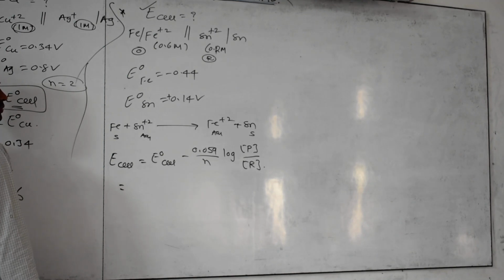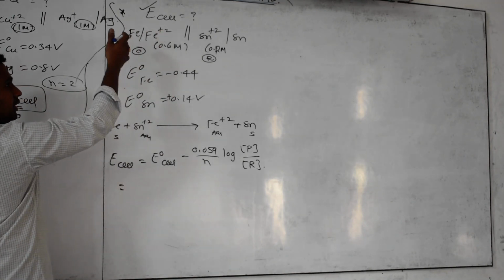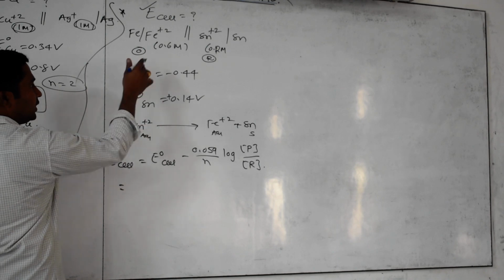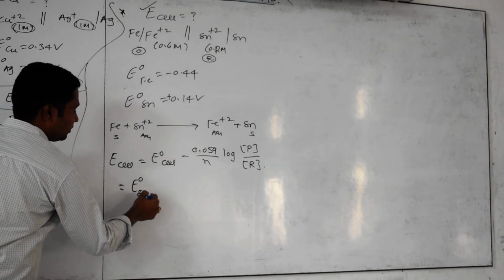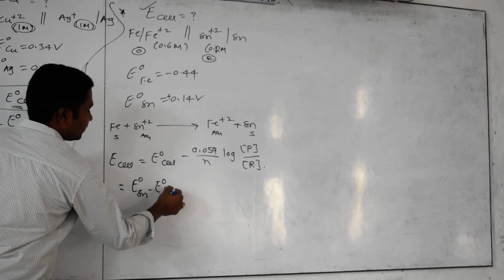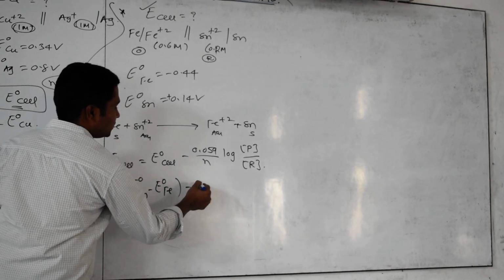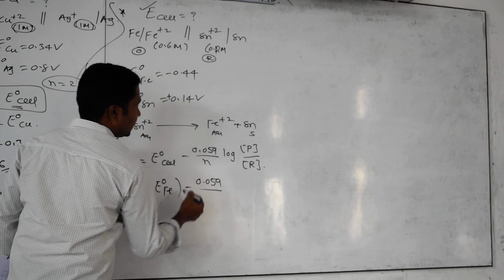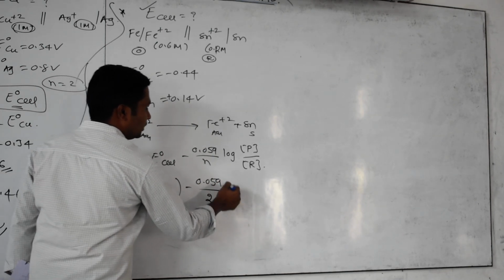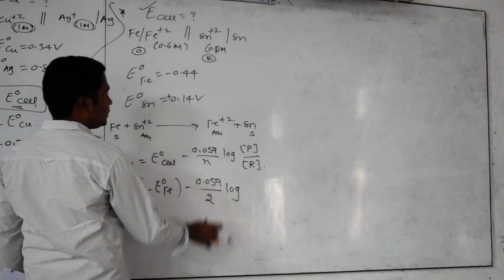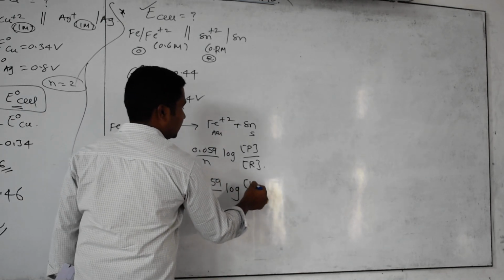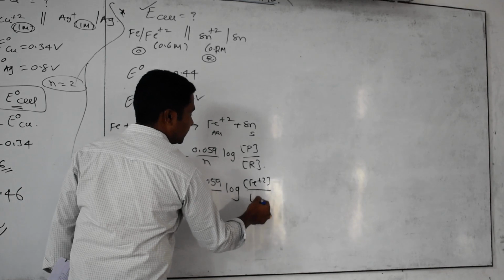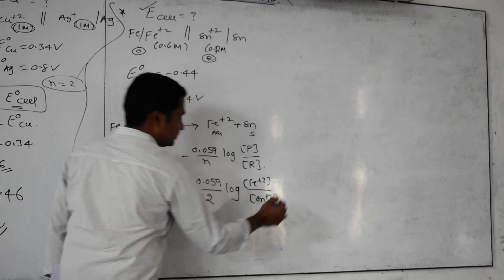What is the cathode here? Tin is the cathode, iron is the anode. So standard electrode potential of tin minus standard electrode potential of iron, minus 0.059 by n. How much is n? 2, into log of the concentration of the products, that means Fe plus 2 by Sn plus 2. Fe plus 2 concentration by Sn plus 2 concentration.